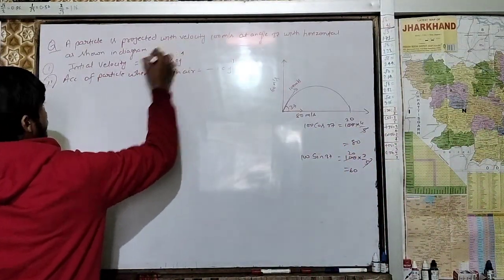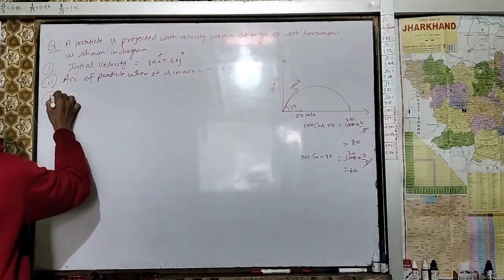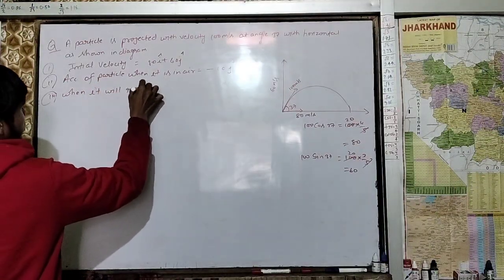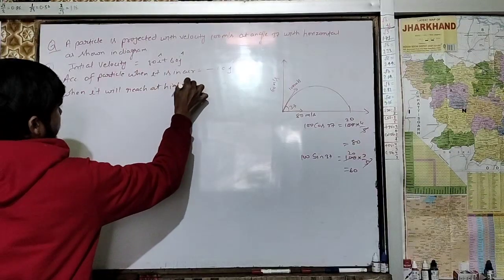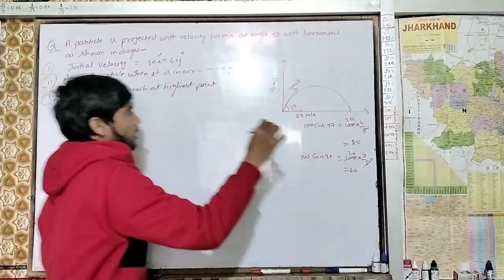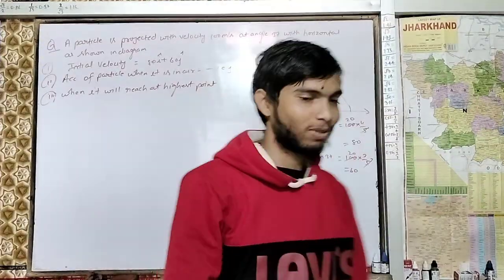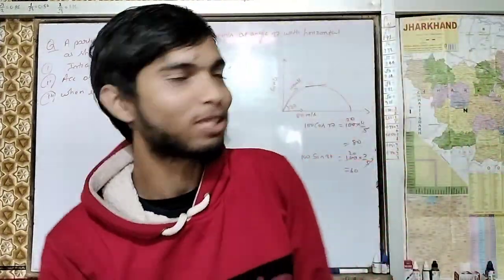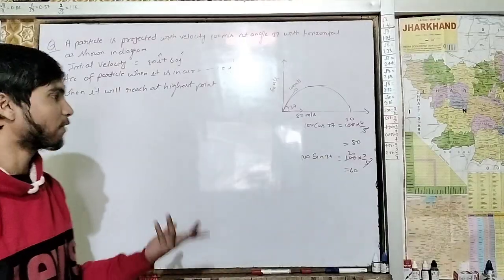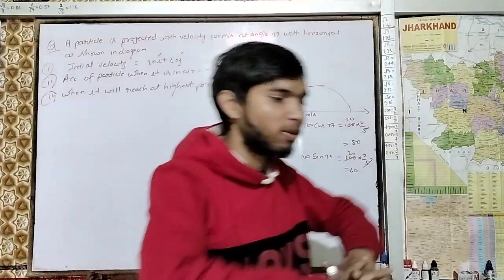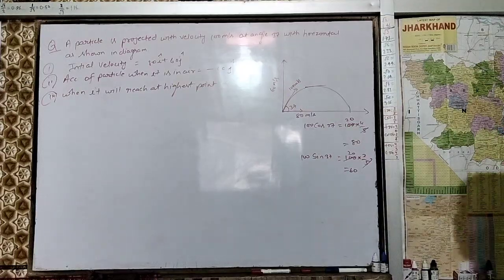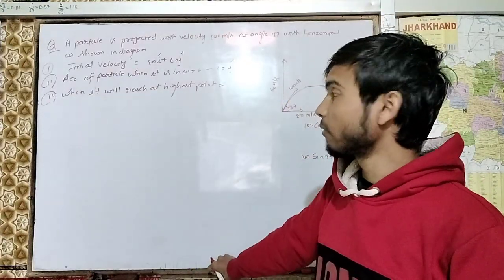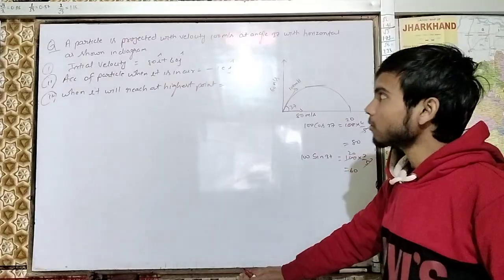When it will reach the highest point, the highest point is going to be this tangent, which is horizontal. When it comes to a horizontal tangent, we know that slope is zero, because the slope is horizontal. If the slope is vertical, then again the slope is going to be zero. So the third question is asking when the particle will reach the highest point, then what happens?